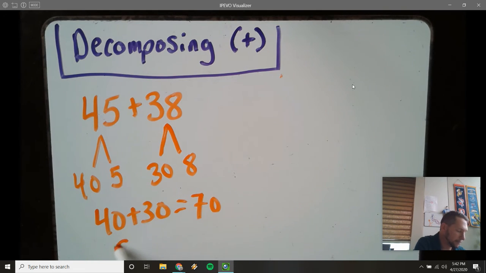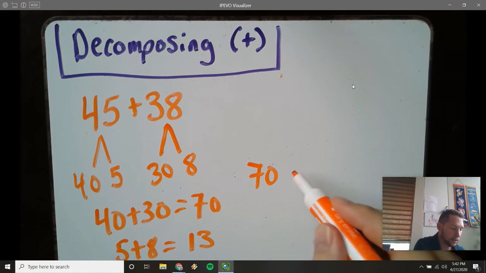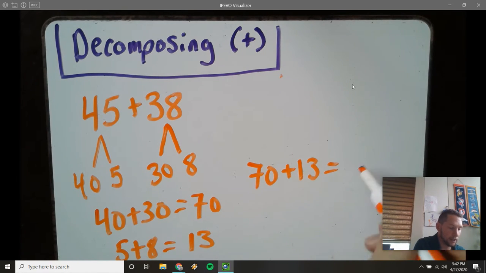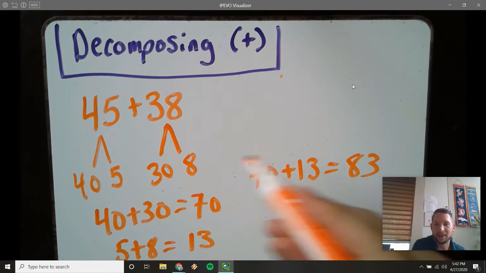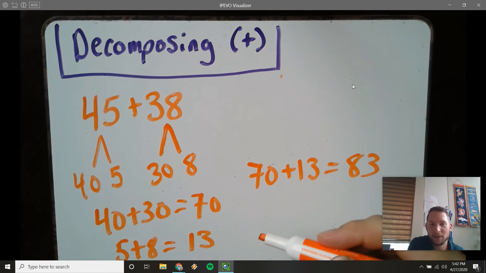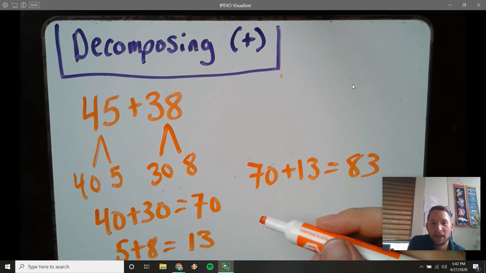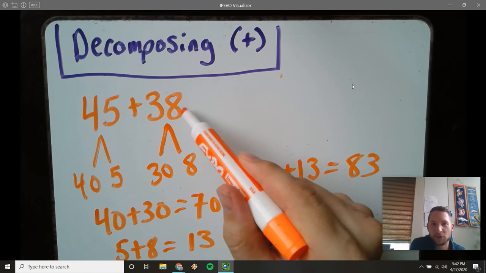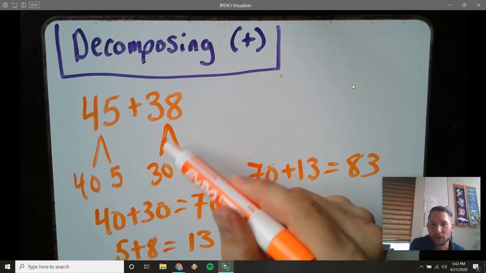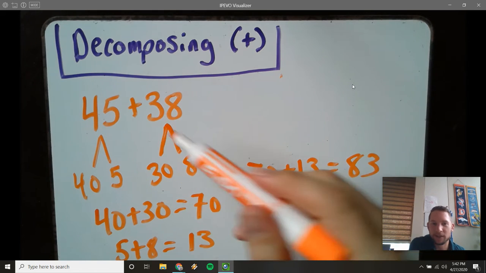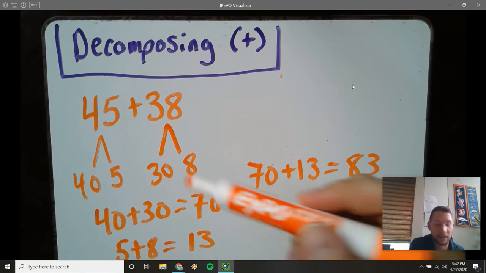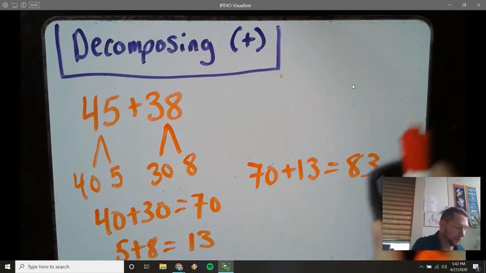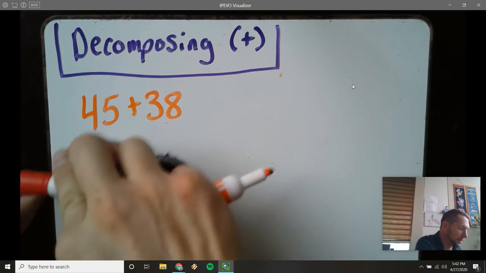5 and 8. 5 plus 8 equals 13. And now you do the totals. 70 plus 13 equals 83. That might seem like a longer way than the traditional algorithm. However, this shows that the student knows that 38 can be broken into many different things. It can be broken into 30 and 8. I'll show you other ways that it can be broken into. So that's one way you can decompose.